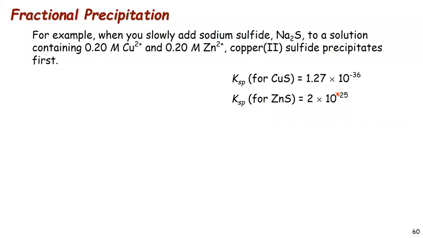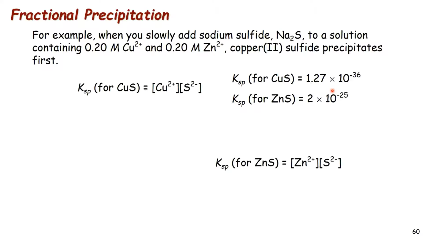So the one with the smaller KSP is always going to precipitate out first. Okay, so that's why we can predict that the copper 2 sulfide is going to precipitate out first, because it has the much smaller KSP value than the zinc 2 sulfide. Now, each has its own equilibrium constant expression. In this case, let's first look at the copper 2 sulfide solution.